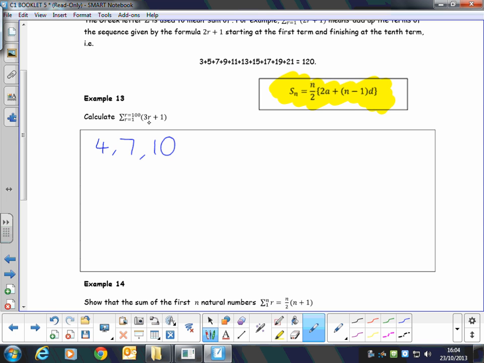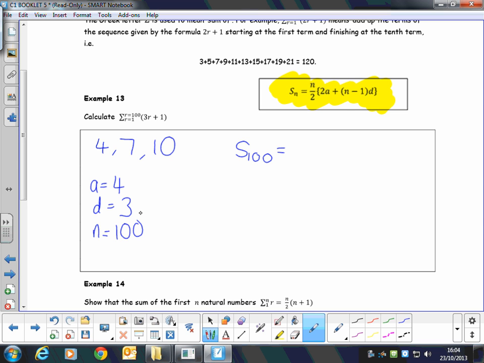So in order to work out the sum of the first 100 terms, that's going to be S100. So that's going to be the sum of the first 100 terms, and we're going to be using this formula here. Before we can use this, we need to know what A and D are and what N is. So A is the first term, so that's 4. D is the common difference. So we can see that it's going up by 3 each time, so D is going to be 3. And N, we're working out the sum of the first 100 terms, so N is 100.